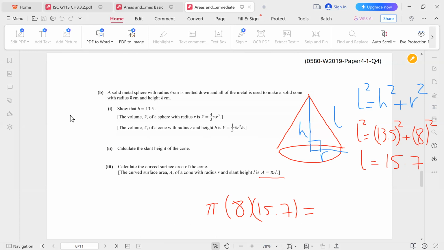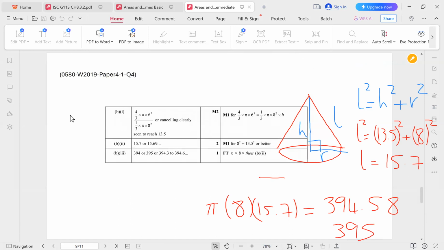So you get 394.58. So roughly 395 to 3 significant figures. That would be a correct final answer. 394 works, 395 works as well.